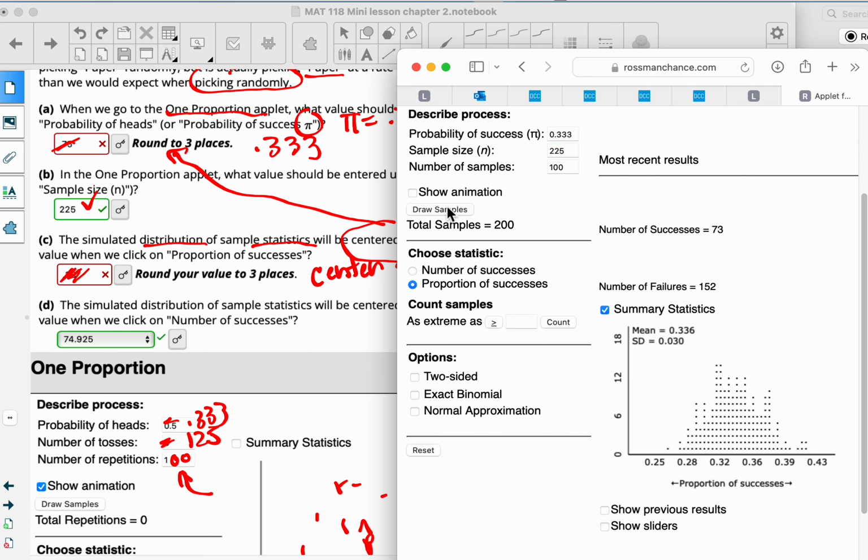If I draw more samples, now I'm at 0.336. Let's keep drawing more samples. 0.335, 0.334, 0.333. The more repetitions, as I get closer toward infinity, this mean of the simulation is getting closer and closer to what we told it to be in our assumptions.